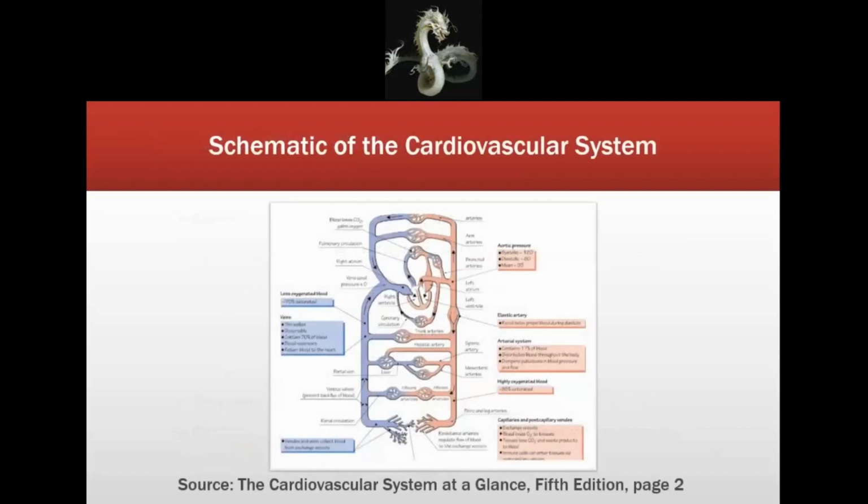Alright, this is a picture which is showing basically a simplified schematic of the cardiovascular system. If we can take a while to appreciate this diagram, I took this from the Cardiovascular System at a Glance, 5th edition. As you can see, this is the schematic of the cardiovascular system. We can see how the blood is being transported throughout our body to distribute nutrient and also for the removal of waste.